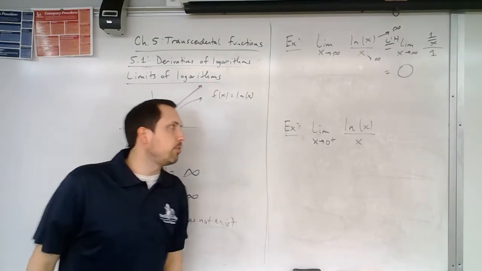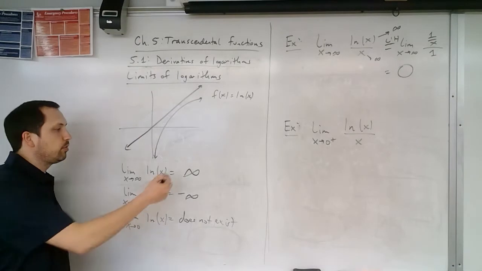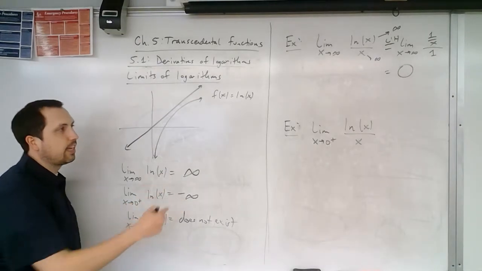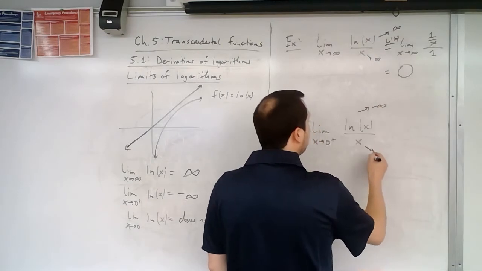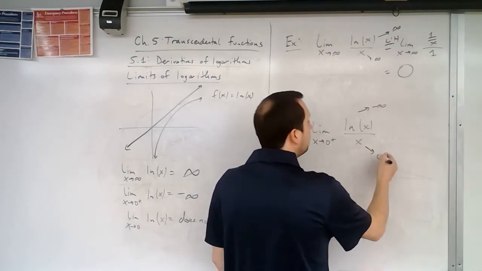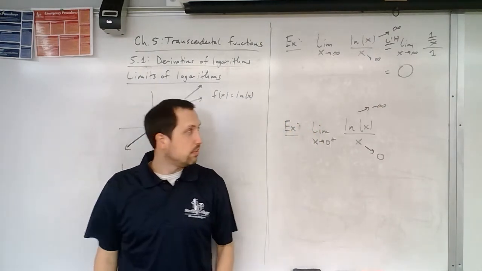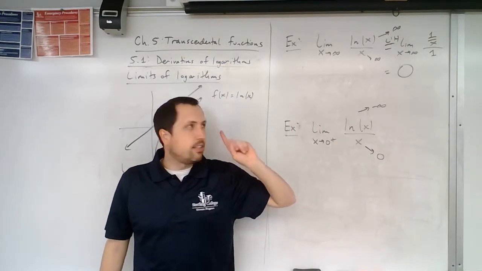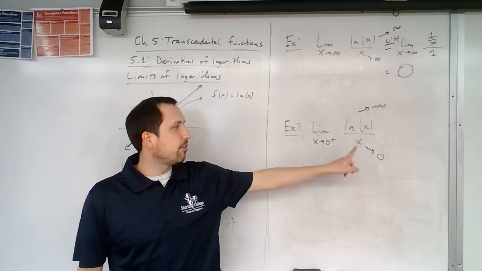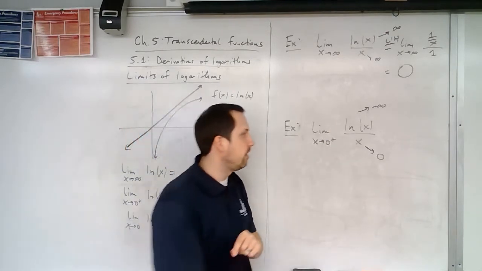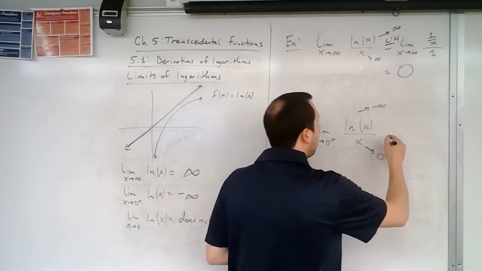Here, the limit as x approaches 0 from the right. As we approach natural log of x from the right, we see that goes to negative infinity. As we approach x, it's going to go to 0. So now we have the numerator going to negative infinity, the bottom going to 0. Now we have to figure out positive or negative 0. This is a positive 0.